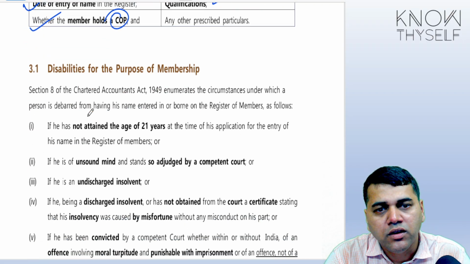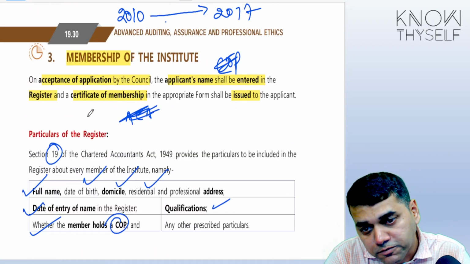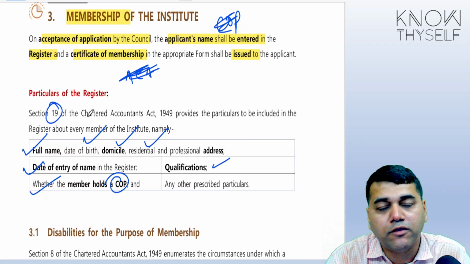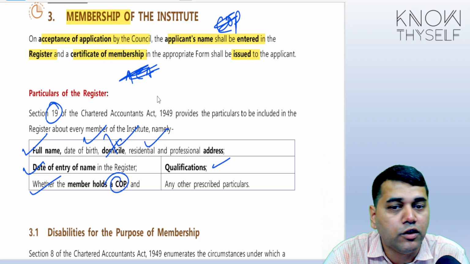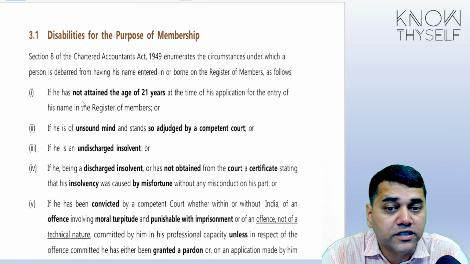Then what are the disabilities for the membership? Despite having cleared my CA exams, is it possible that I am not entered into the register? The council can reject. The council can say, no, we will not enter you in the register. Or even though I am registered, they can remove me. Yes. What are the disqualifications?